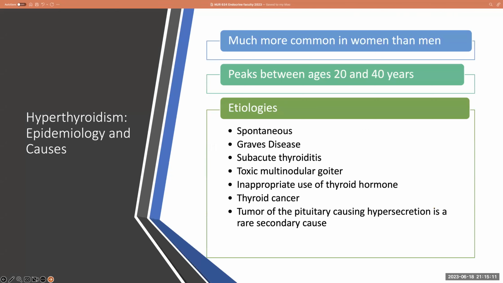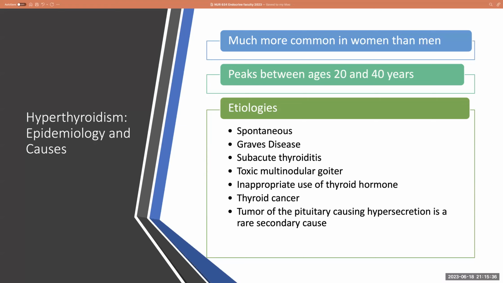So let's talk about our different disorders of thyroid disease. We'll start with hyperthyroidism. This is when you have an excessive secretion and synthesis of one or both of the thyroid hormones, and the signs and symptoms result from the effects of these on the body. We'll talk a little bit about those.